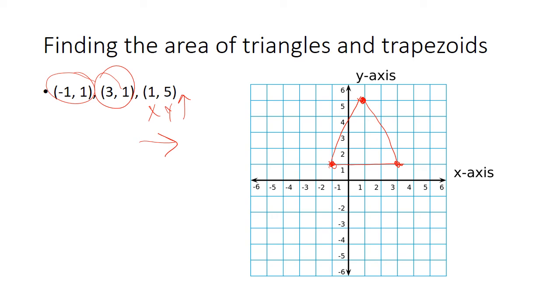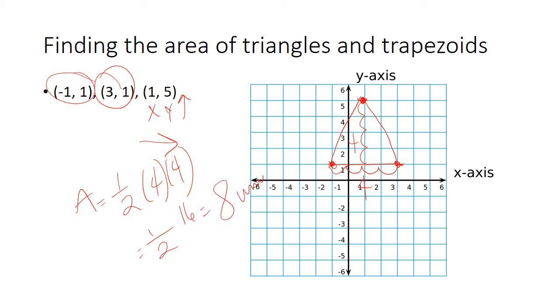Right, so not very straight on here, but if we do our base is 1, 2, 3, 4 units wide, and our height is 1, 2, 3, 4 units tall. So our area would be 1/2 our base times our height. So that is 1/2 of 16, which is 8 units squared.